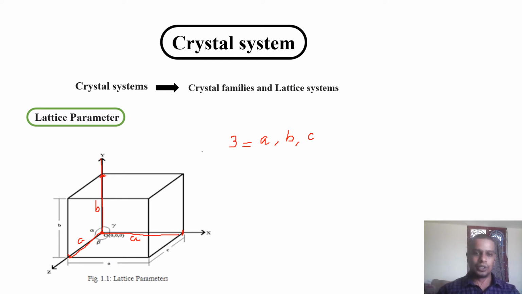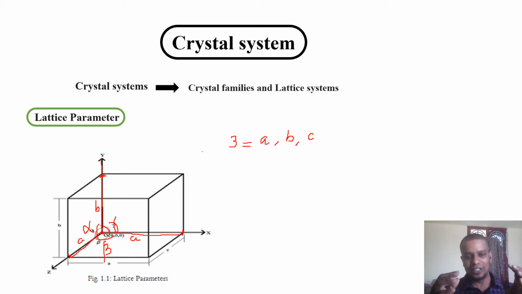Now you can ask another question: what about the angle between the two axes? Look at the x as well as the y axis. The angle we have taken here is gamma. So the angle between x and y is gamma. The angle between z and y is alpha, as given in the diagram. The angle between z and x is beta. It may be 90 or may not be 90. We don't know exactly, because it depends on the crystal. If you are taking a cubical or rectangular system, these three angles, alpha, beta, gamma, go to 90 degrees.